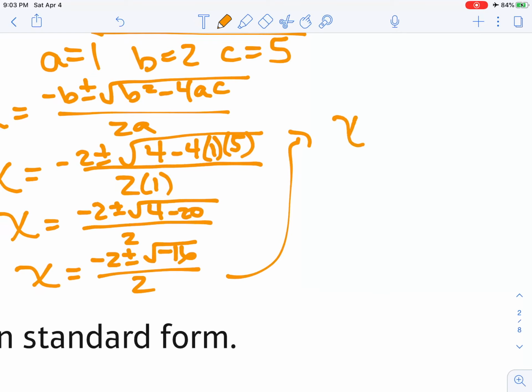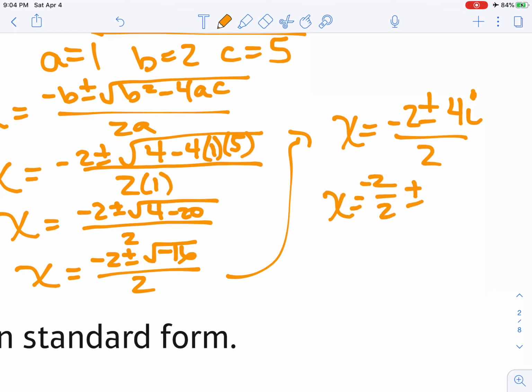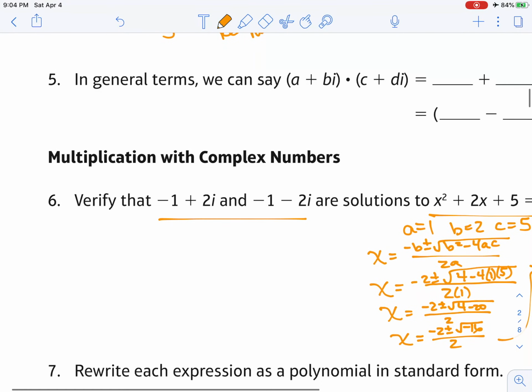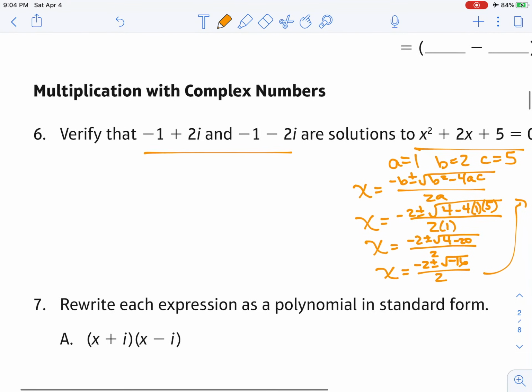So x equals negative 2 plus or minus 4i over 2. Remember, I split it up. Negative 2 over 2 plus or minus 4i over 2. So I get negative 1 plus or minus 2i. And amazingly, that's what we have right there.